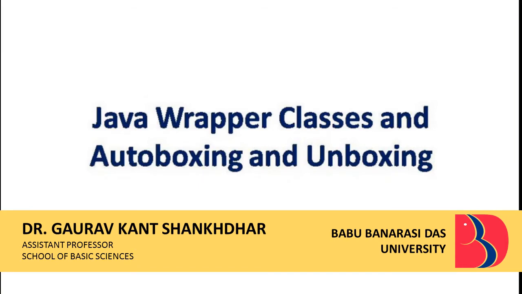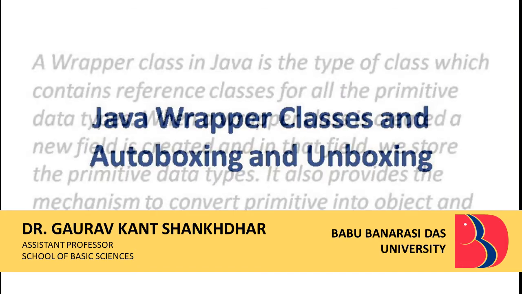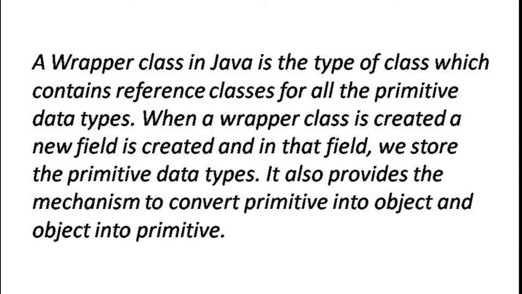Hello everyone, today I am going to take up the lecture on Java wrapper classes and autoboxing and unboxing. A wrapper class in Java is the type of class which contains reference classes for all the primitive data types. When a wrapper class is created, a new field is created and in that field we store the primitive data types. It also provides a mechanism to convert primitive into object and object into primitive.